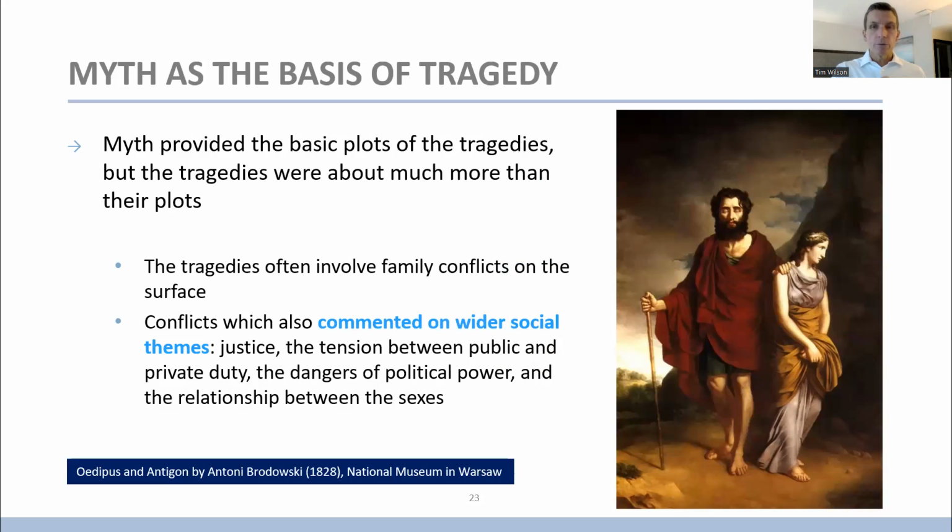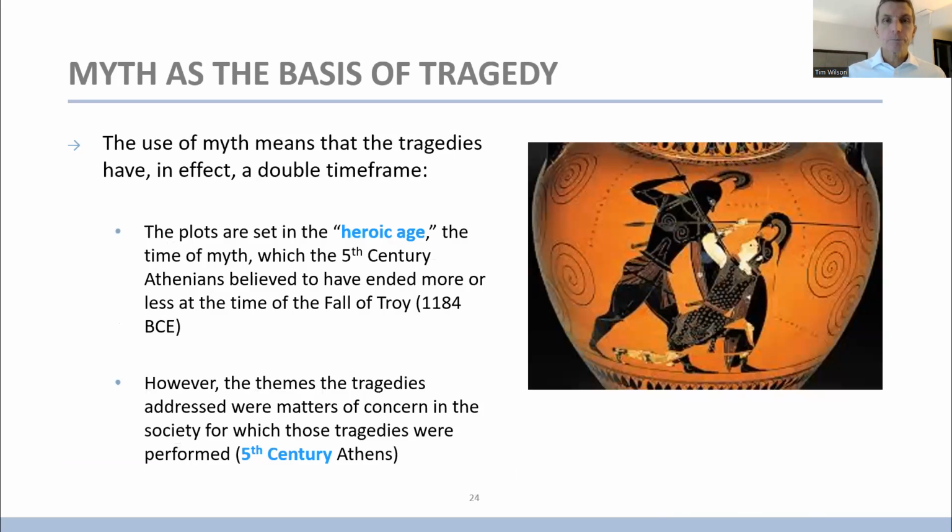So rather than just the plot, well, plot's crucially important because the plot is how they structure the story. So that's a creative input of the tragedians. But what's also important is how they pull out family conflicts or themes of justice, the tension between public and private, duty, dangers of political power, relationships between the sexes, as a way to comment on social themes and their own society.